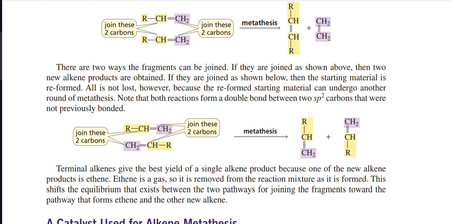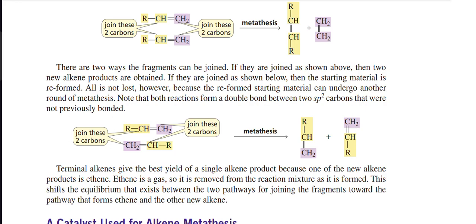There are two ways the fragments can be joined. If they are joined as shown above, then two new alkene products are obtained. If they are joined as shown below, then the starting material is reformed. All is not lost, however, because the reformed starting material can undergo another round of metathesis. Note that both reactions form a double bond between two sp2 carbons that were not previously bonded.